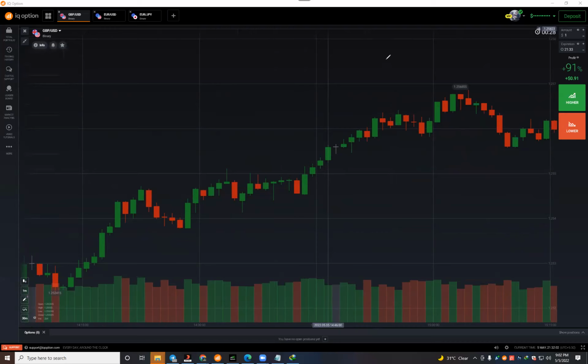This point is a similar point. Can we count? Yes, sir. It's reversing back. Okay. Now see, when we are taking the similar points and the trend before is an uptrend, this is a sure short trade.